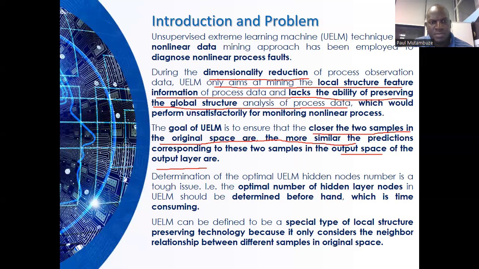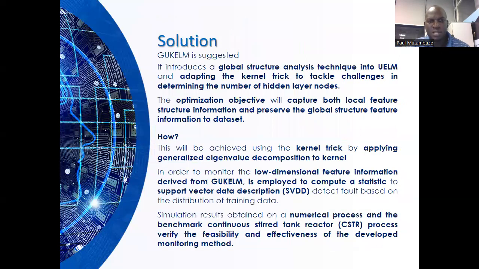Now, the determination of the optimal UELM model hidden node numbers is a tough issue. The number of hidden nodes of a layer in UELM should be determined beforehand, which is extremely time-consuming. UELM can be defined as a special type of local structure preserving technology because it only considers the neighborhood relationship between the different samples in the original data set.